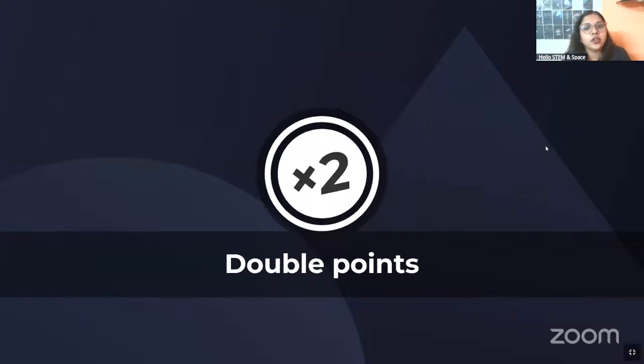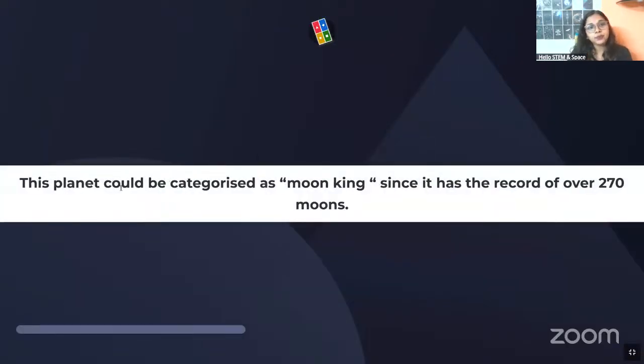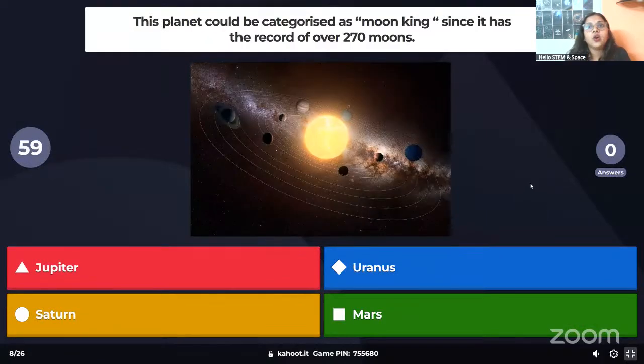And it is again for double points. This planet could be categorized as the Moon King since it has a record of over 270 moons. This particular planet is considered the Moon King because it has a lot of moons, or natural satellites, around it. Which planet is this? Is it Jupiter? Is it Uranus? Is it Saturn? Or is it Mars? Let's see how many of you can give the correct answer for this question.